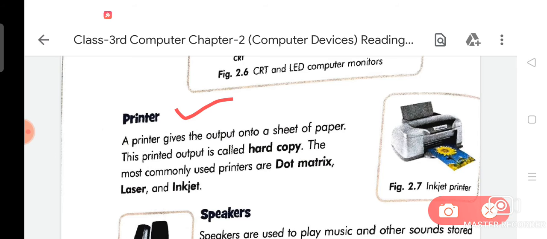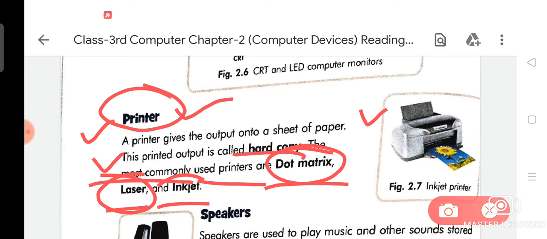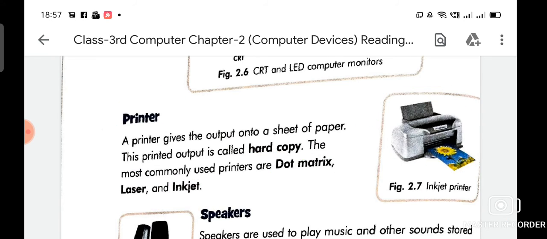Now we are going to read about the printer from your book. A printer gives the output onto a sheet of paper. This printed output is called hard copy. The most commonly used printers are dot matrix, laser and inkjet. As you can see on your page, figure number 2.7, this is the picture of an inkjet printer.